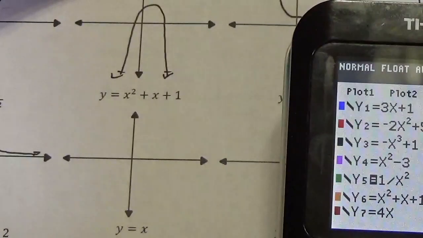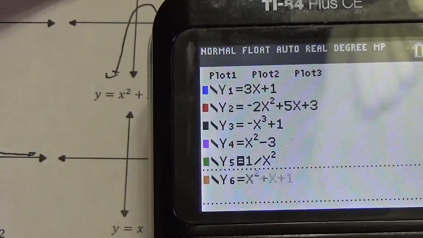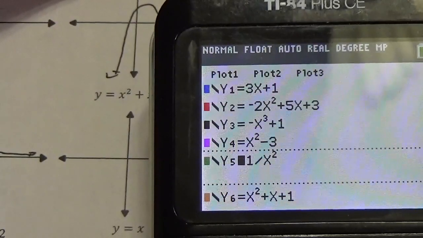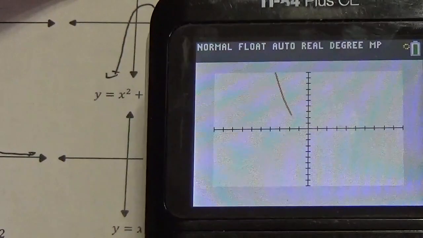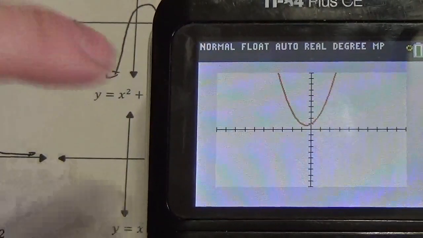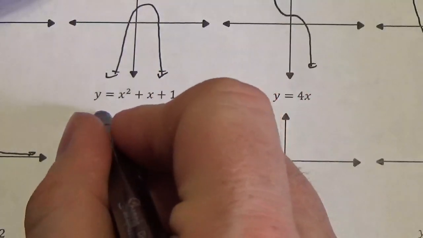The next one, x squared plus x plus 1. Okay, so we come down, turn that one off, turn this one on. What does that look like? Okay. Oh, that's interesting. And notice that this parabola here, this shape, doesn't even touch the x-axis.